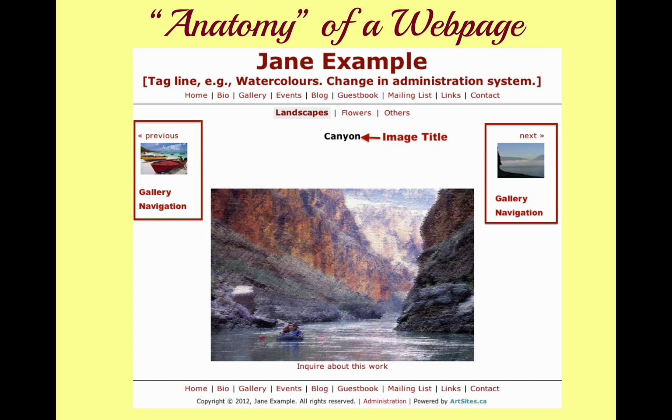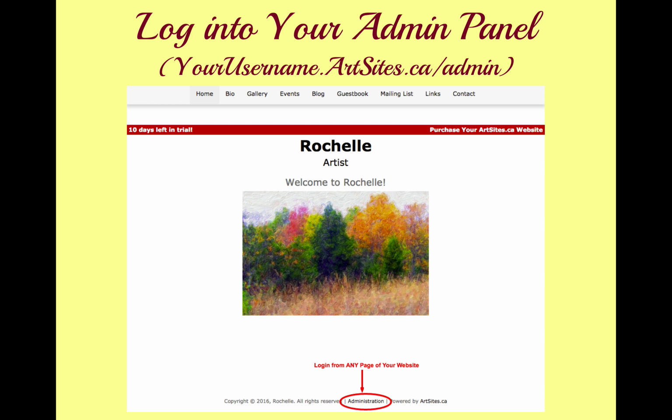Once again, if you can't remember your login or how to get to your admin panel, just go to any page of your website and at the very bottom you'll see an administration link, and that is how you can log in. Or you can go to your username, the username you've created, artsites.ca/admin, and that will take you to the admin panel. If you are with our US site, it would be your username.artsites.us/admin, and that will take you there.